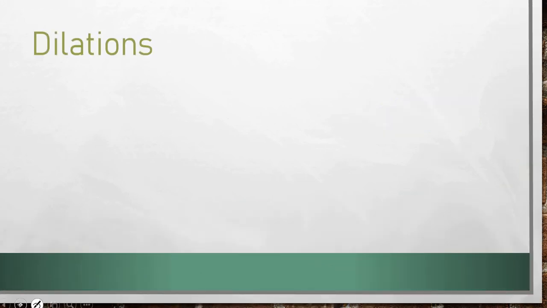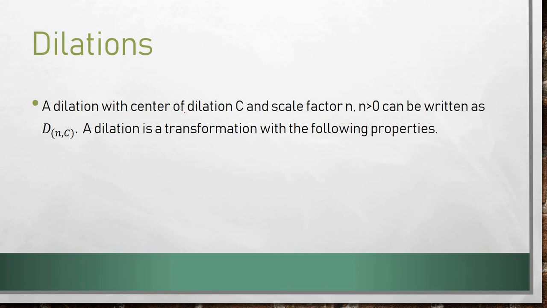All right, so a dilation with a center of dilation C and a scale factor n greater than 0 can be written as D of n comma C. In other words, n is going to tell us how much bigger we are multiplying something by to make it bigger or smaller. C is where that center of dilation is, and of course the D stands for dilation.